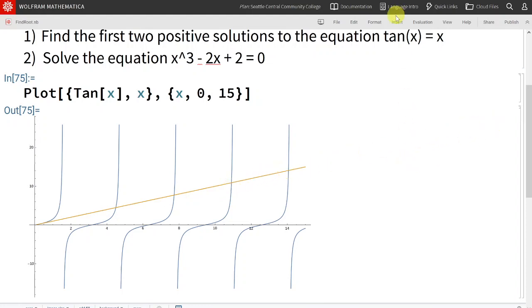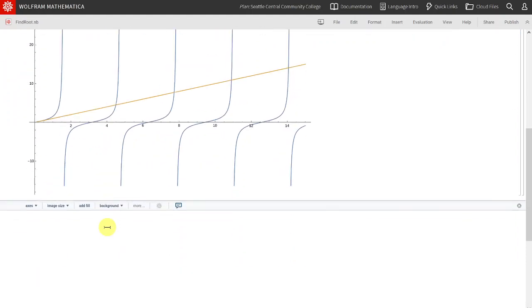When Mathematica is going to solve this equation, it does not know which one of these solutions it wants. So we have to tell Mathematica which solution by picking a value close to the solution that we want. The first positive solution is right here, so I will pick a starting point of 4.